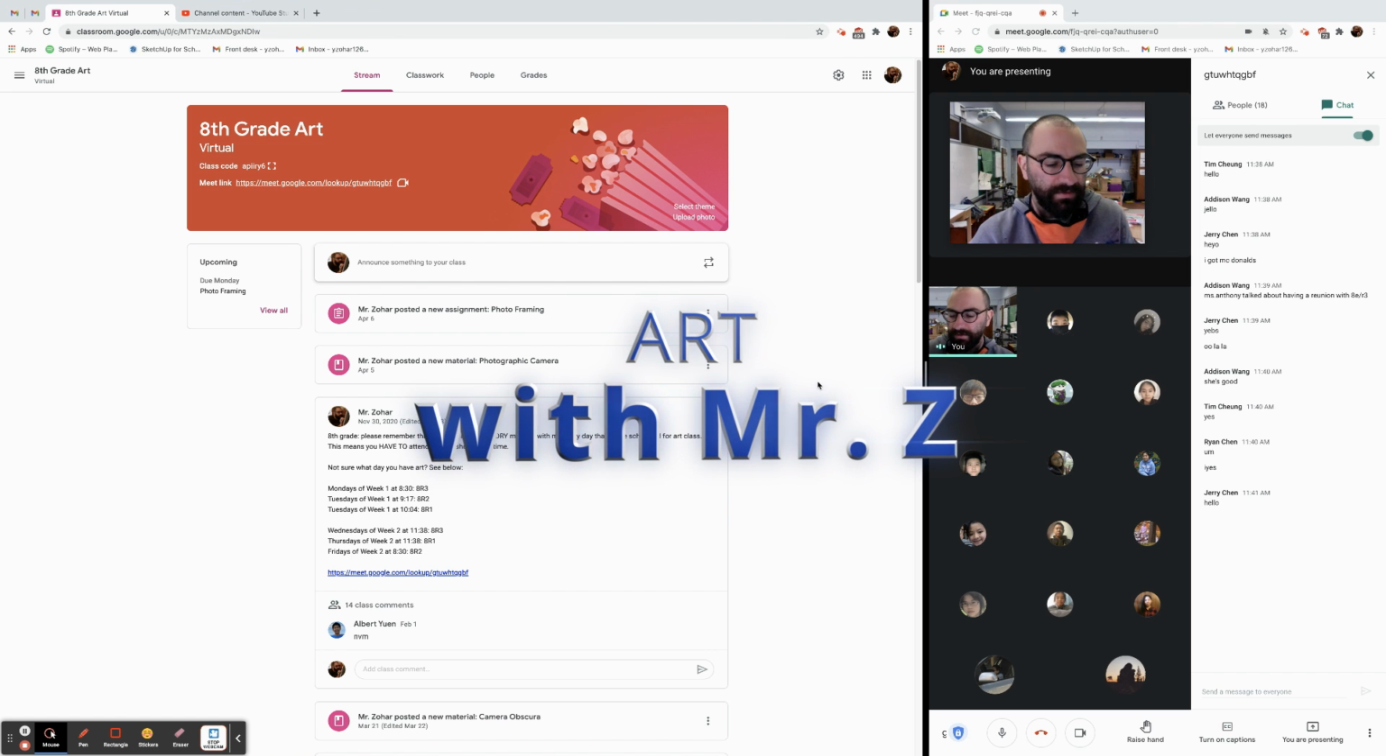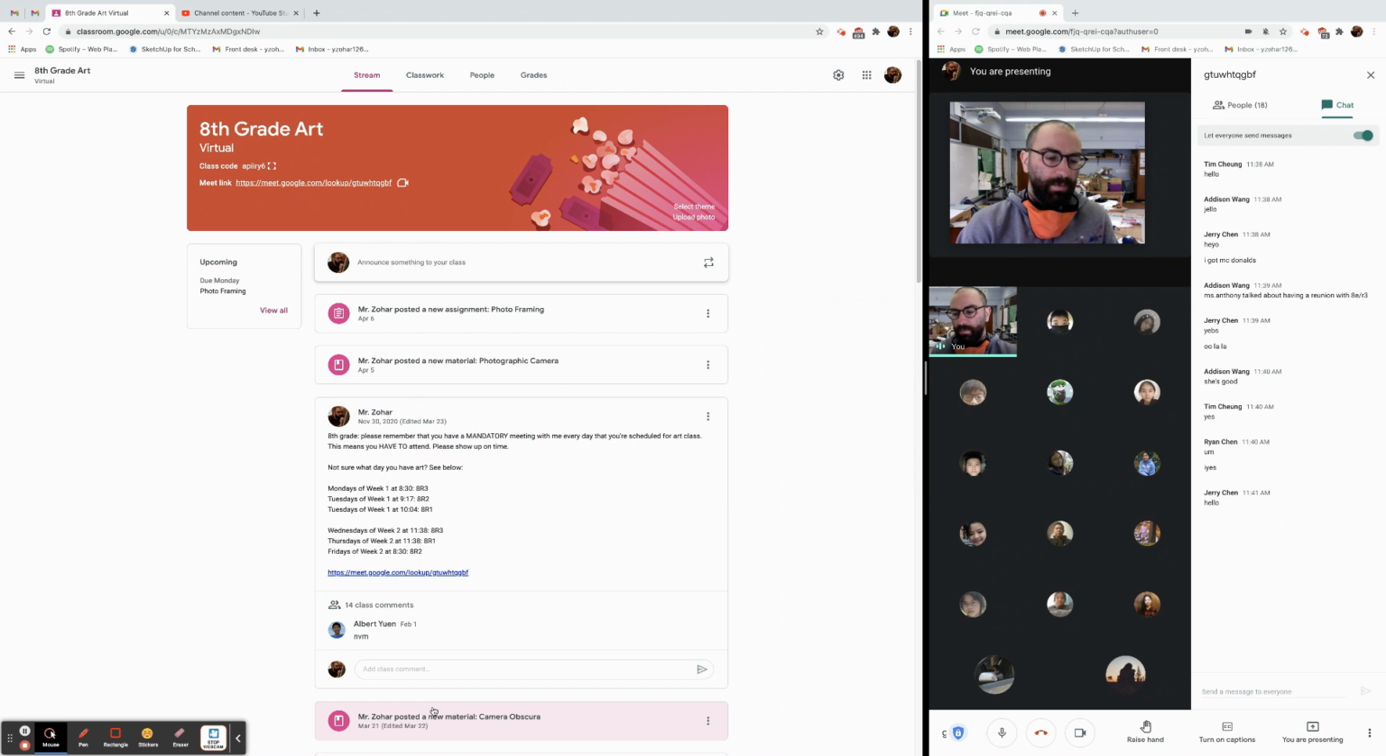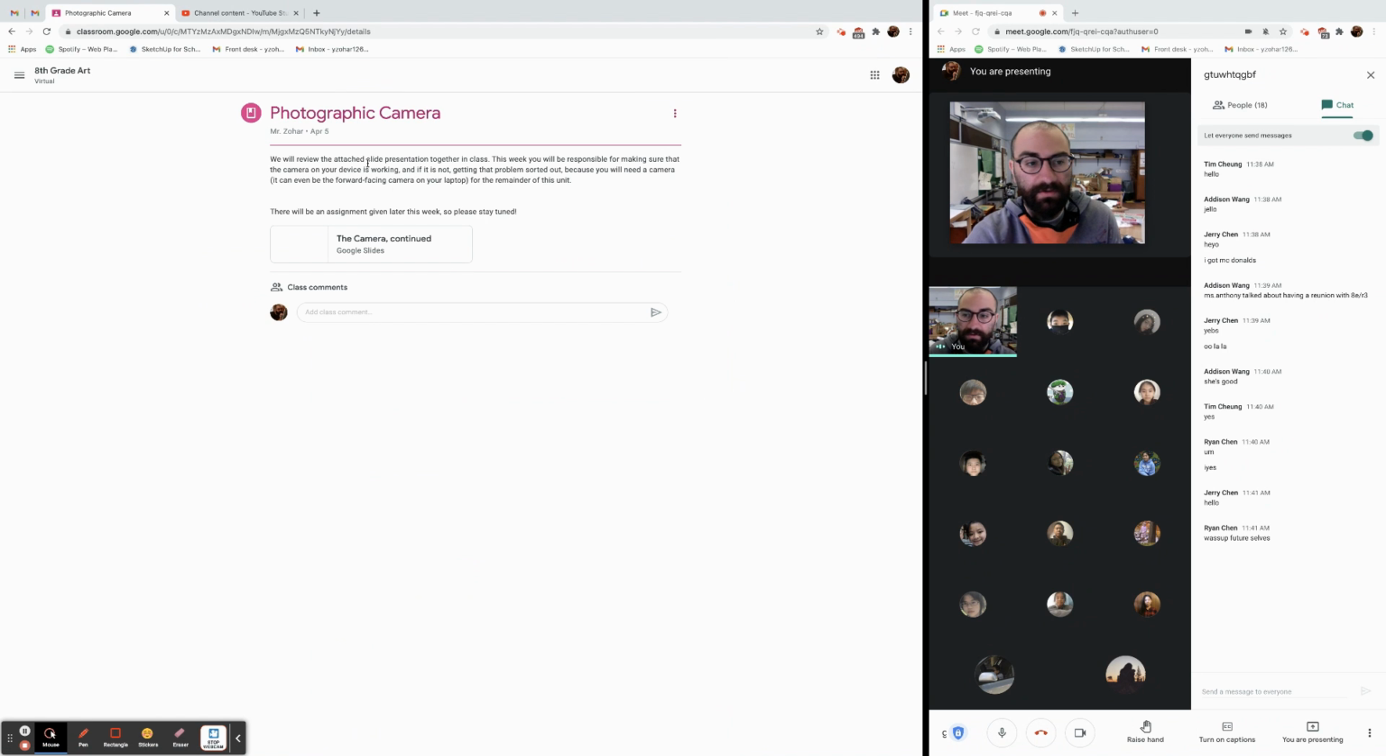Eighth grade art. We talked about the camera obscura. We now have the photographic camera to discuss. We're going to review this slide presentation together. That's what we're doing now. And this week, you will be responsible for making sure that the camera on your device is working. And if not, we're going to get that problem sorted out.